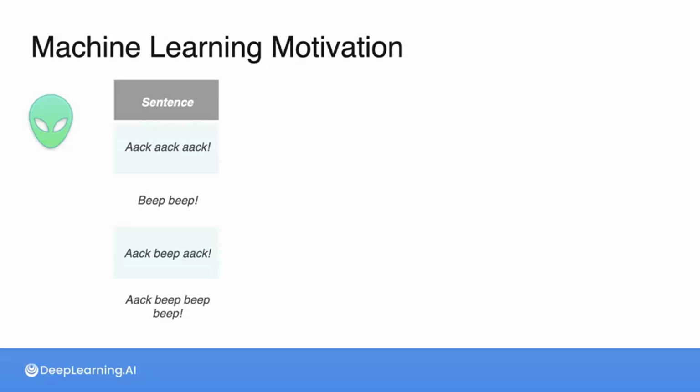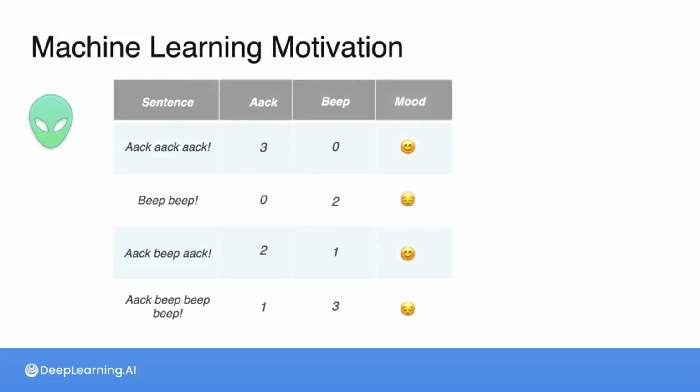For each one of them, you're going to collect the number of times the word ak appears and the word beep appears. And now you're also going to collect the mood of the alien. So this is going to be a classification problem. Why? Because given any sentence, the idea is to classify it as happy or sad. And because you're classifying it as happy or sad, this is called a sentiment analysis model.